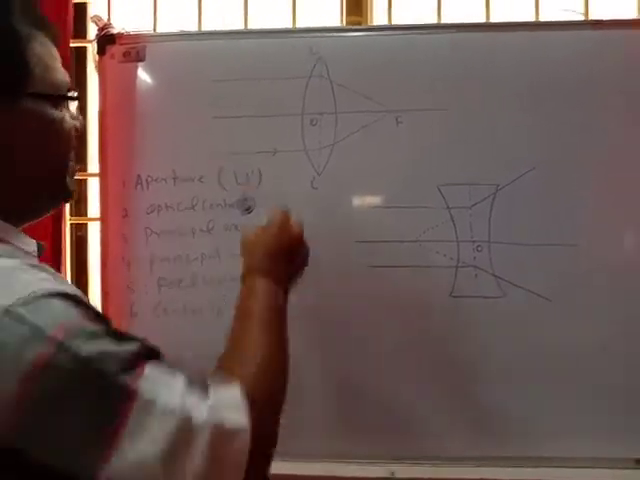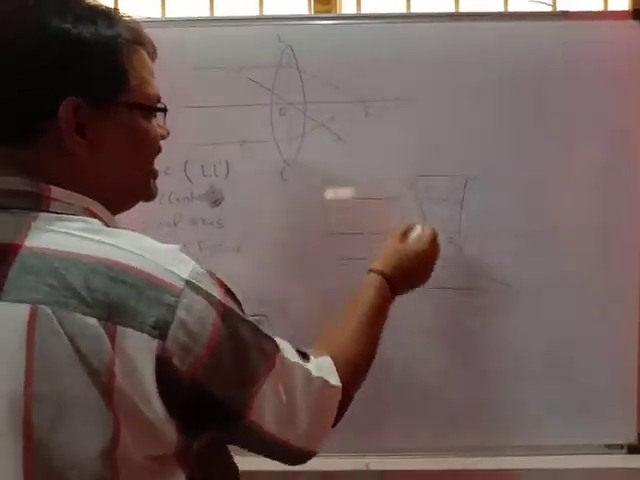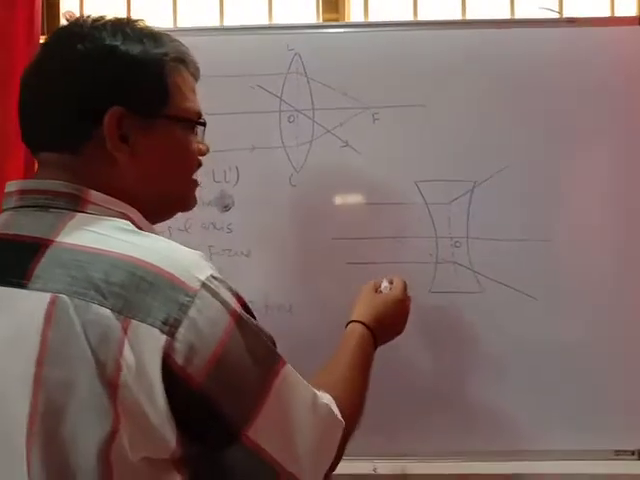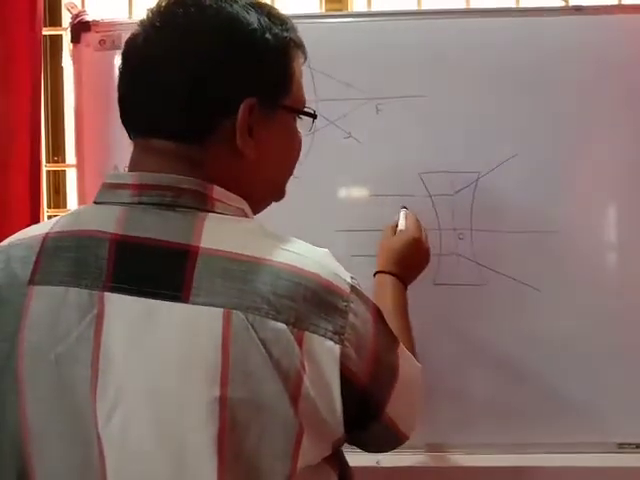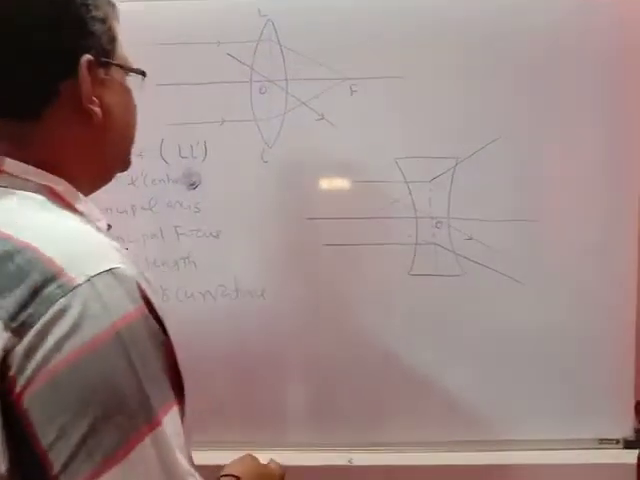So if any ray is coming through the optical center, it remains undeviated like that. Even in the concave lens also, the ray will not deviate. If it passes through the optical center, no deviation will be there.